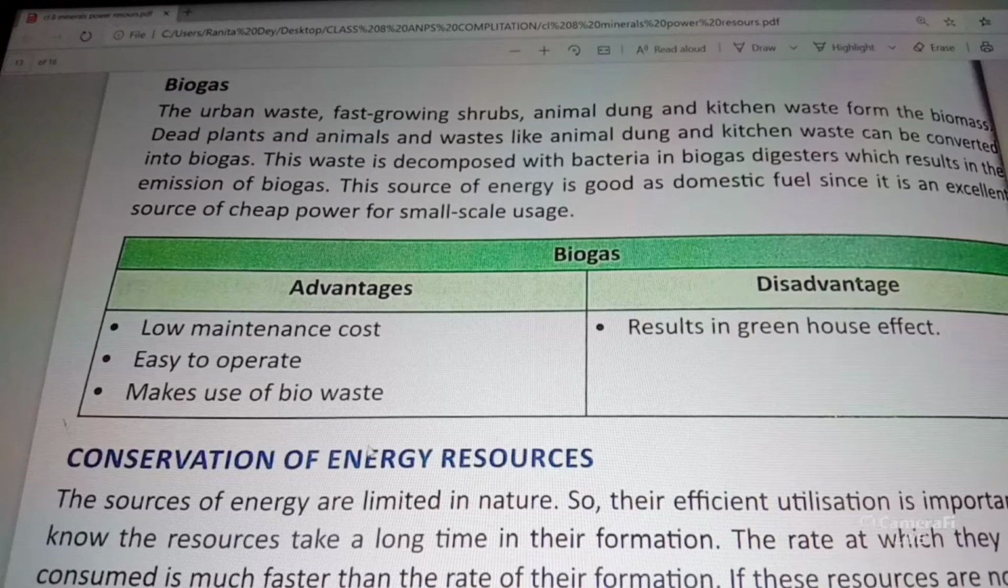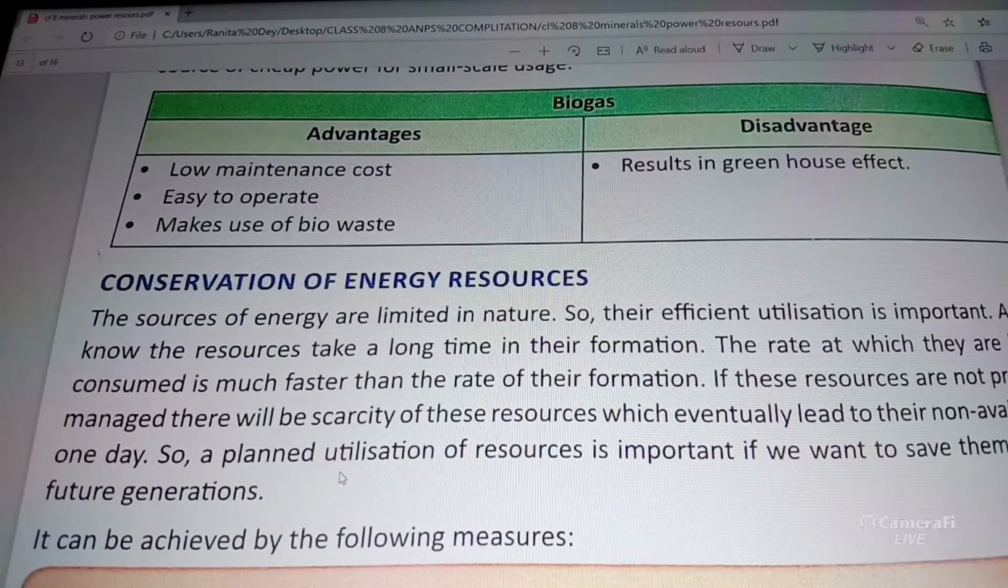Now move on to the conservation of energy resources. Like we all know, whenever we go through the resources chapter, we also talk about the conservation of resources. Yes, we need to also conserve energy resources, even non-conventional resources, but we have to know our limits in using them, because they are produced by nature, right? So here the sources of energy are limited in nature, so their efficient utilization is important.